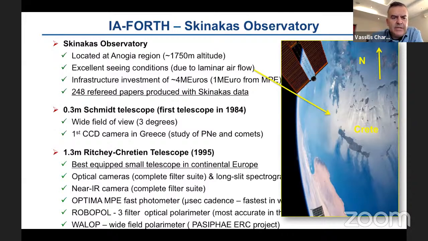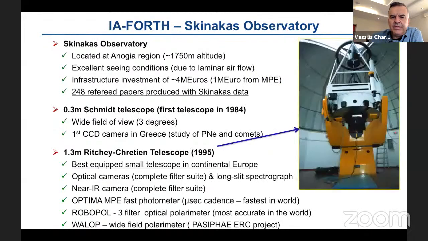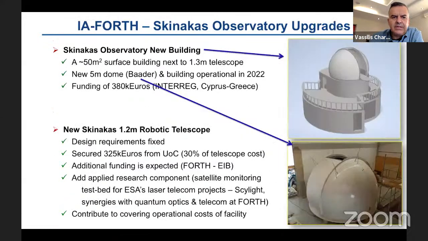So, as I mentioned, we had a 0.3 meter wide field telescope, and then the 1.3 meter was installed later on. And we were able, thanks to the efforts of the previous generation of scientists, to have it very well equipped, with optical cameras and a near-infrared camera. We had the Optima camera from MPE, which was a fast photometer, and Robopol, which operates now, and we have Wallop that I'll mention to you later on. It's funded by an ERC project. Here you can see the 0.3 meter telescope, the 1.3 meter telescope, and the upgrades that are taking place right now.